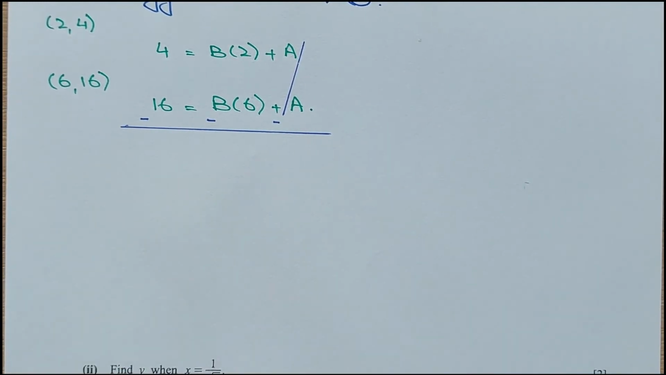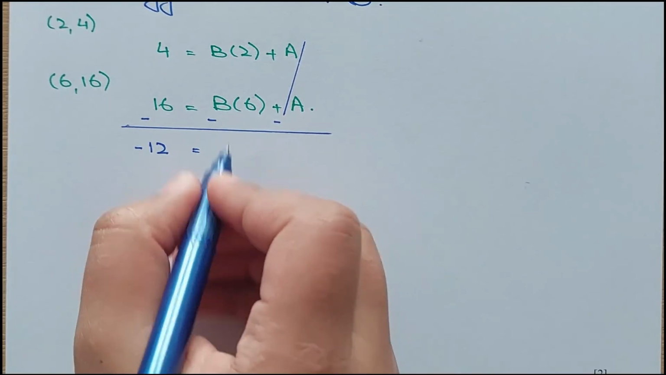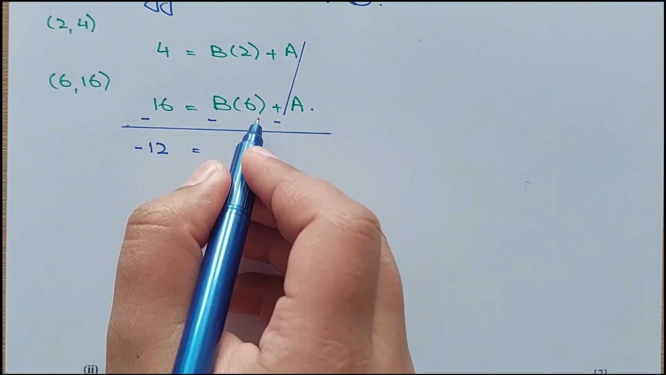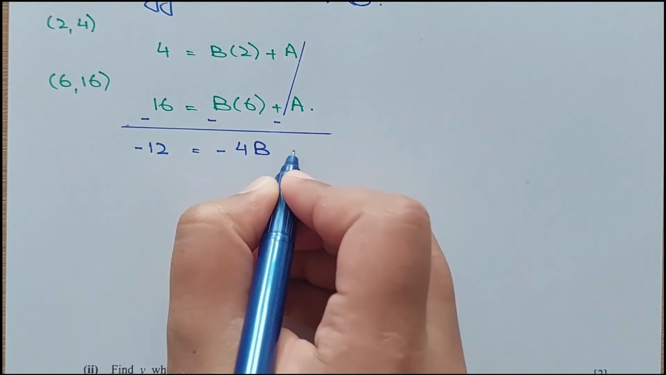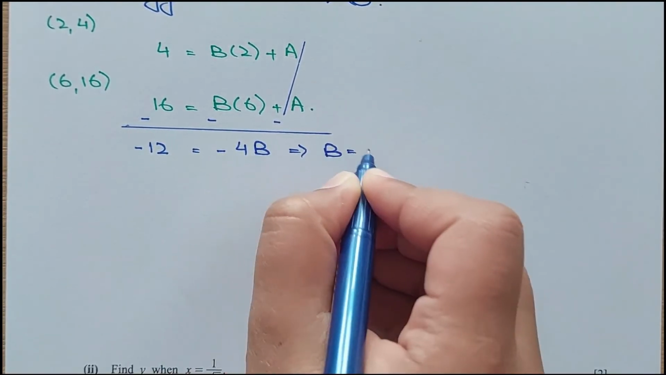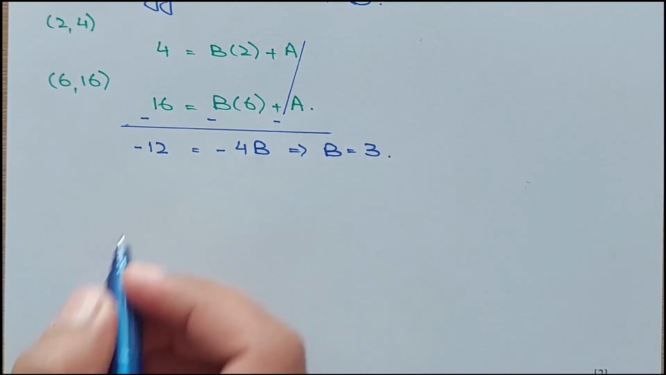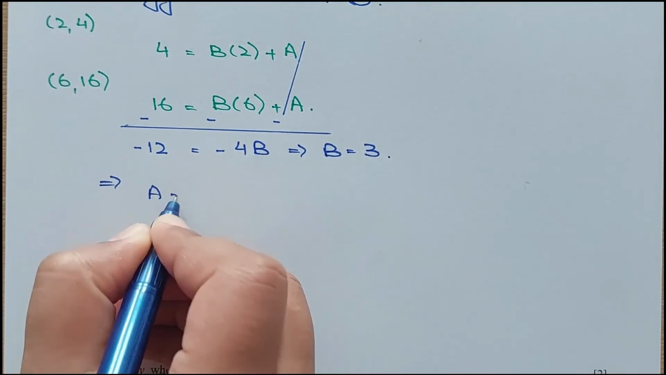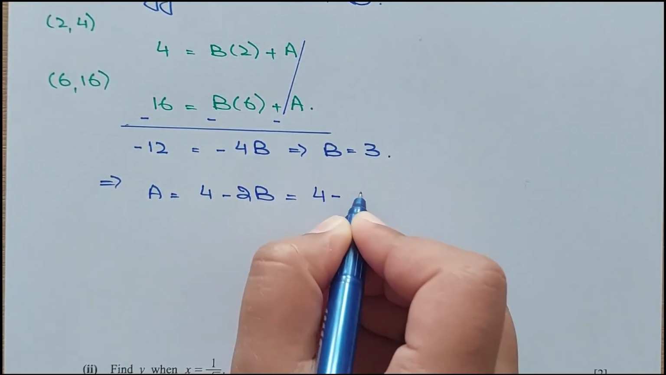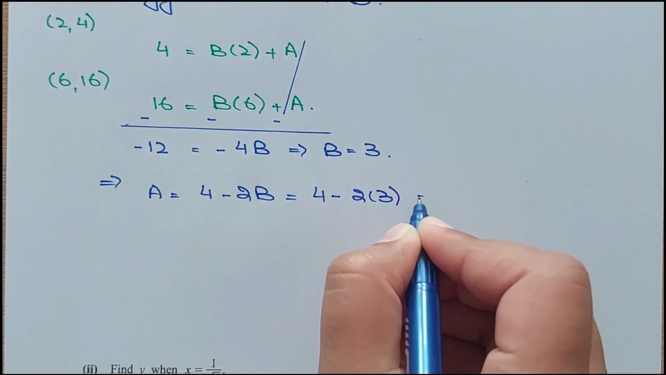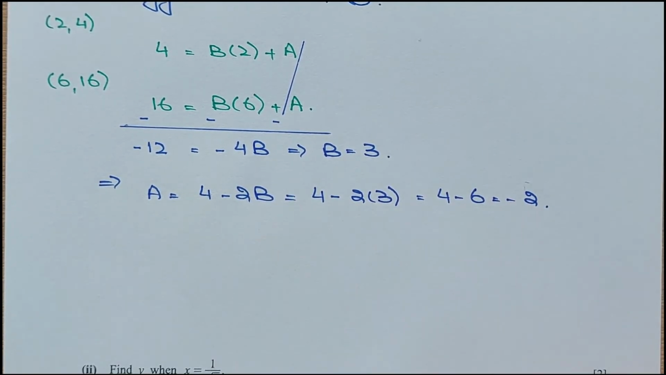And 4 subtract 16 is minus 12 equals, we have 2b minus 6b. So 2 minus 6 is minus 4b. And from here we can easily find the b value, that is equal to 3. Now substituting this b value into the first or second equation, we will get a. So let's say a equals 4 minus 2b. 4 minus 2 times 3, that is 6, and 4 minus 6 is equal to minus 2. Now a is minus 2 and b is equal to 3.